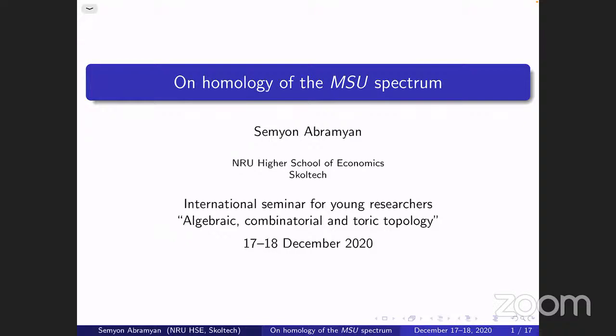After that there is a question: how to compute the Bordism ring? The answer was given by Adams with his spectral sequence. Adams' spectral sequence gave an opportunity to calculate Bordism rings.